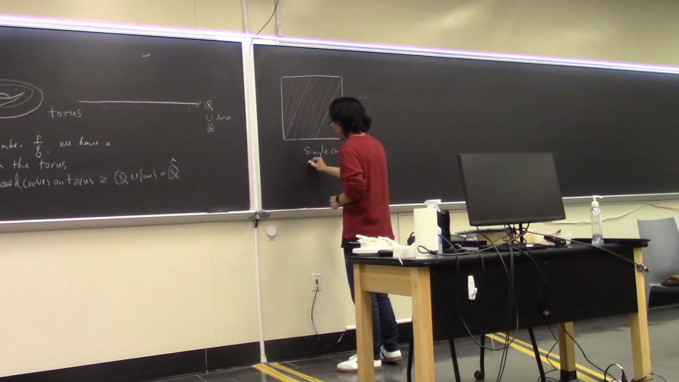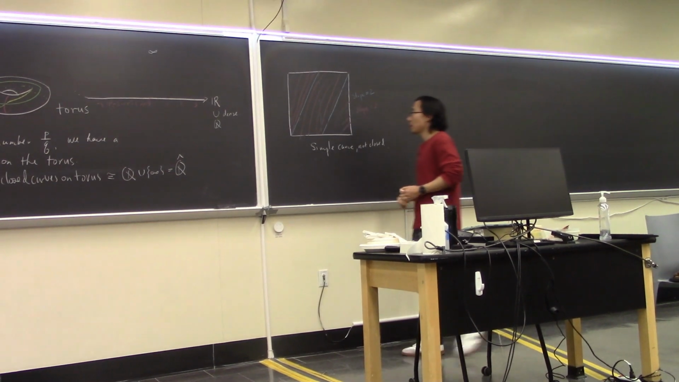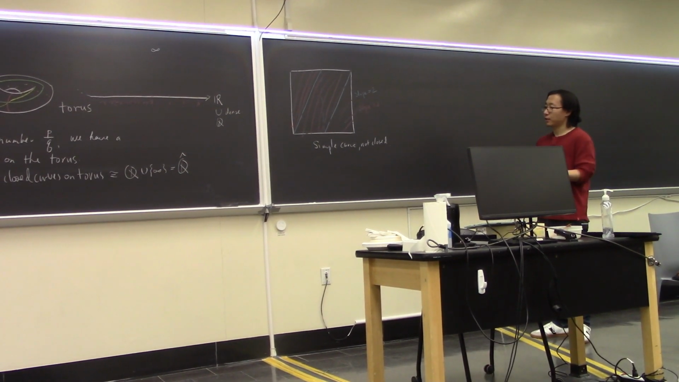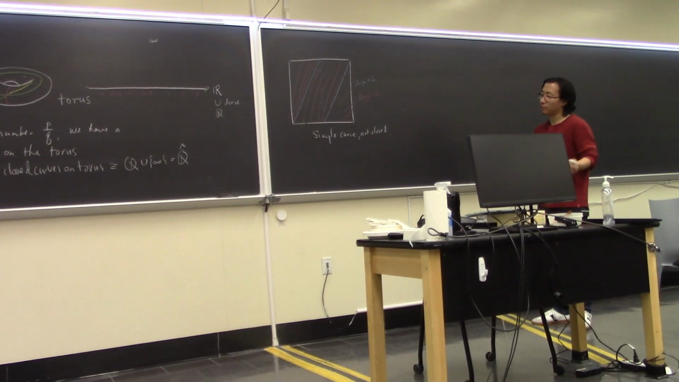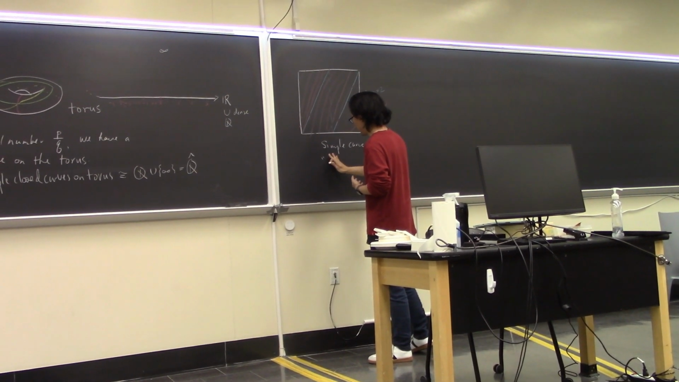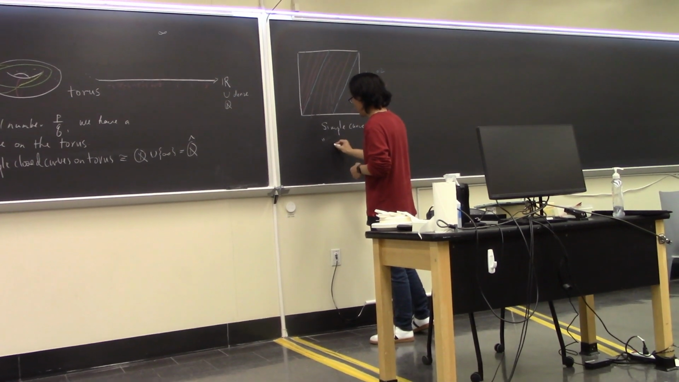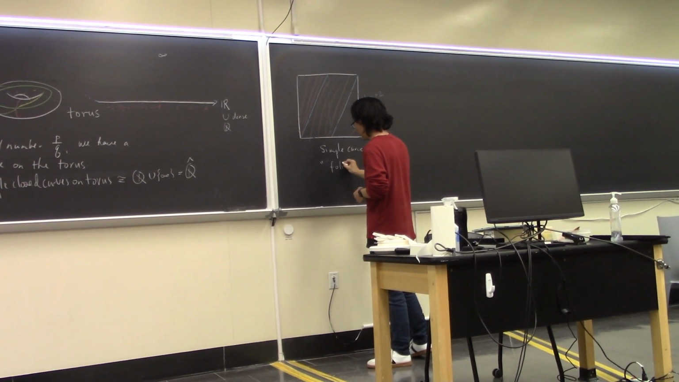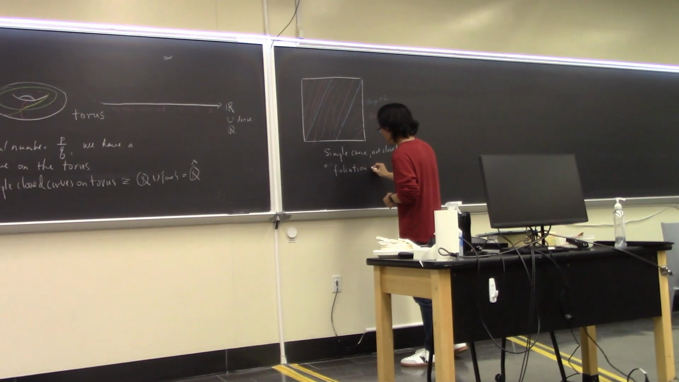And sometimes, if you take all such curves in the same direction of the same slope, they foliate the torus, so this is sometimes called a foliation of the torus.